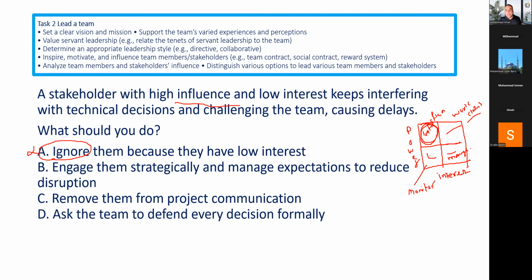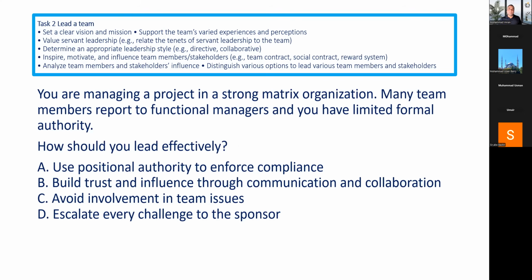Engage them strategically and manage expectations to reduce disruption feels to be a better answer, but let's go next. Remove. I don't even care what is written after that. Ask the team to defend every decision formally. We are not defending our thesis here. So this cannot be the answer. So the remaining answer is B. This is what we are doing. We are trying to prepare our PMP mindset. When we are answering the questions, we should answer like this. You will never make mistakes if you know the PMI mindset.